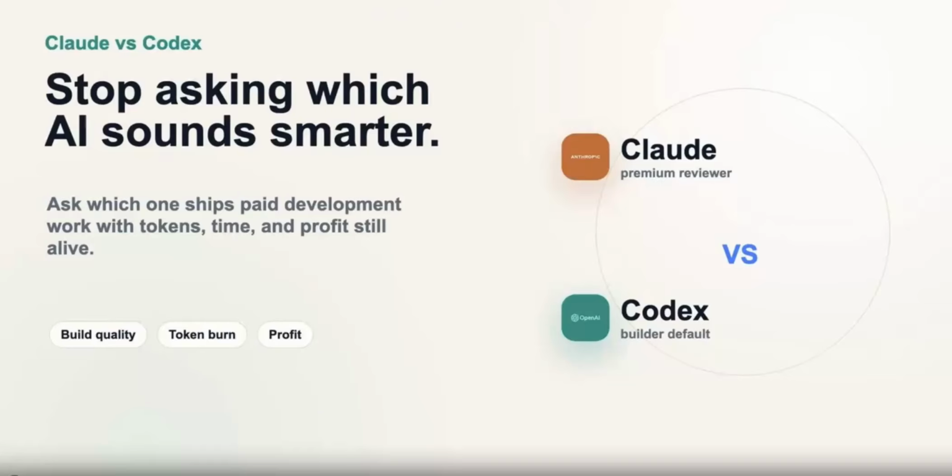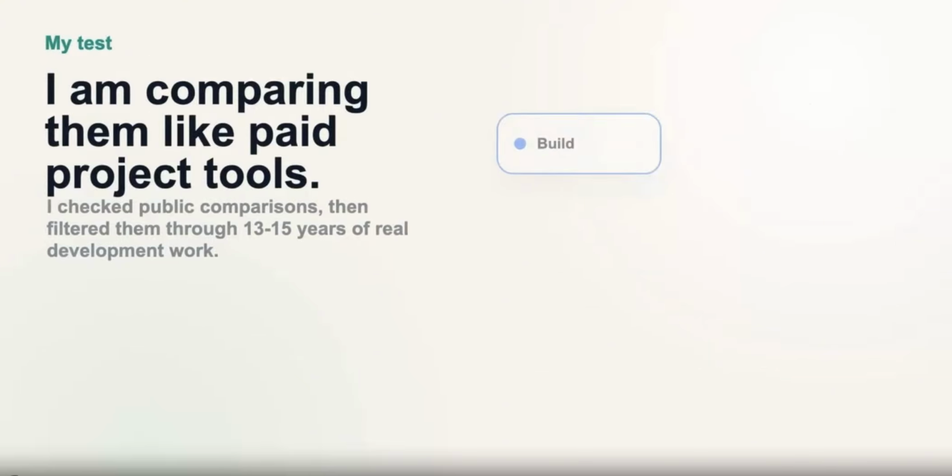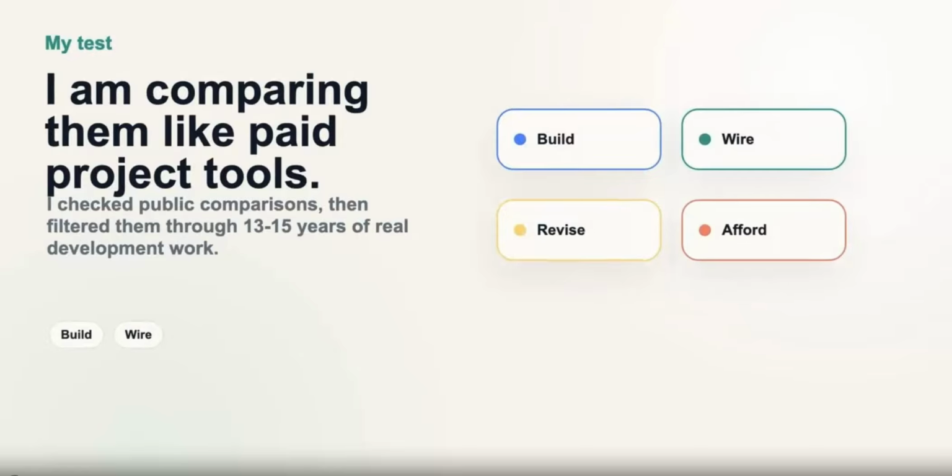Hello guys, in this video we will compare Claude versus Codex. Most of the comparison videos that I have seen on the internet are feature by feature comparisons, but I will try to make this comparison more practical, like for a paid project. So if you have a paid project, on which basis will you select your AI tool?